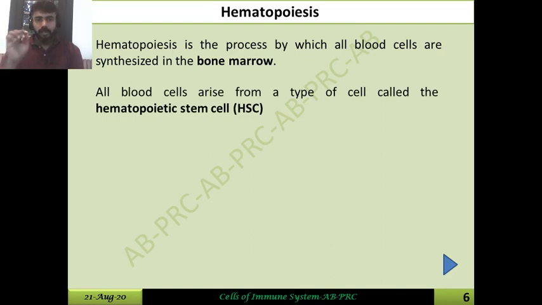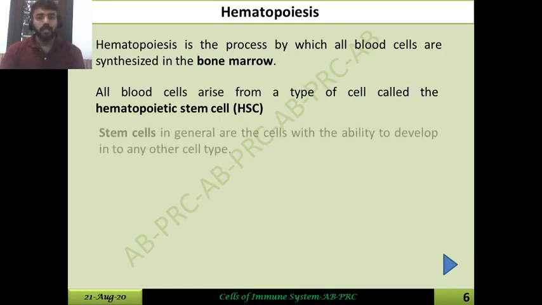So these cells actually originate from a common cell, a mother cell called a stem cell, or hematopoietic stem cell. I hope you know what a stem cell is. A stem cell is a kind of mother cell from which all the different types of cells could originate. That means they are capable of differentiation. They have two capacities.